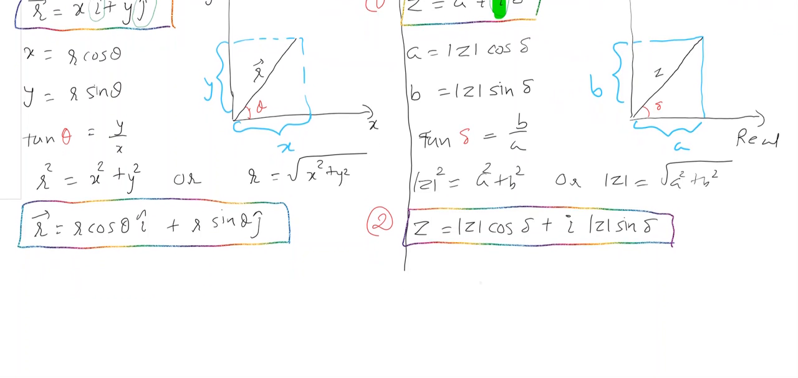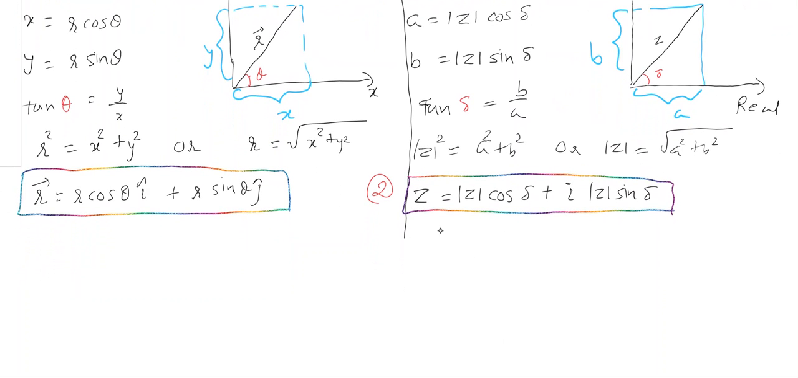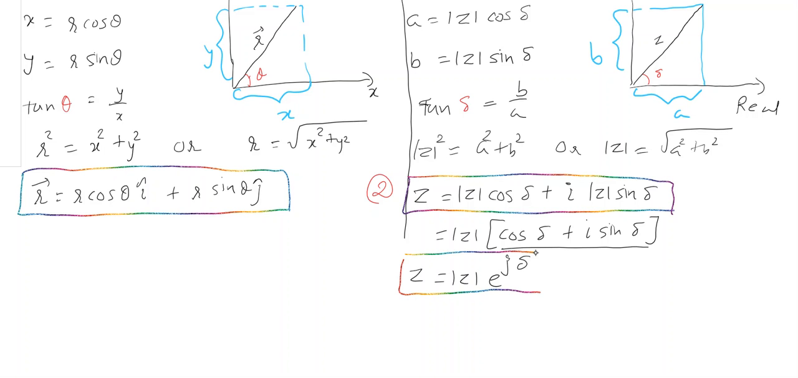Now there is a slight difference. In this case, if you take mod z out, you will get cos delta plus I sin delta, and this thing is represented as e raised to j delta in maths. So it is mod z e raised to j delta or I delta. In maths, it is I delta, but in physics, we will be using j to represent the complex square root of 1 because I is used for current. So pardon me if somewhere I have used j instead of I.